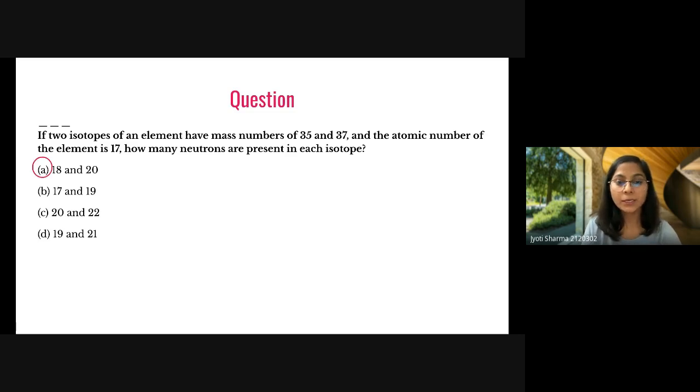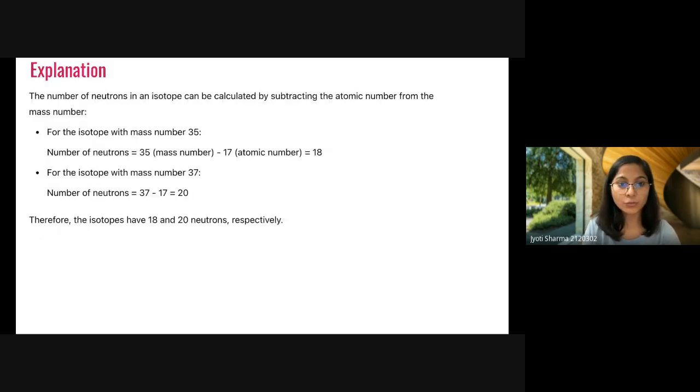Let me see. This is A, and let me show you how. As I told you, mass number minus atomic number will give you the neutrons. For the first one, you have mass number 35 minus atomic number 17, and this is how the number of neutrons is 18 for the first isotope. For the second one, the mass number was 37 and the atomic number was the same, 17, and this is how the number of neutrons is 20. So we have isotopes with 18 and 20 neutrons respectively.